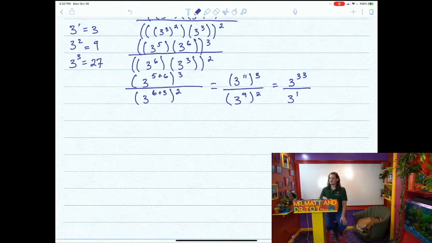power. And then when we have common bases raised to exponents and we divide, we can keep the bases, subtract the exponents. So this is the same thing as 3 to the 33 minus 18 power, and that's going to be 3 to the 15th power.